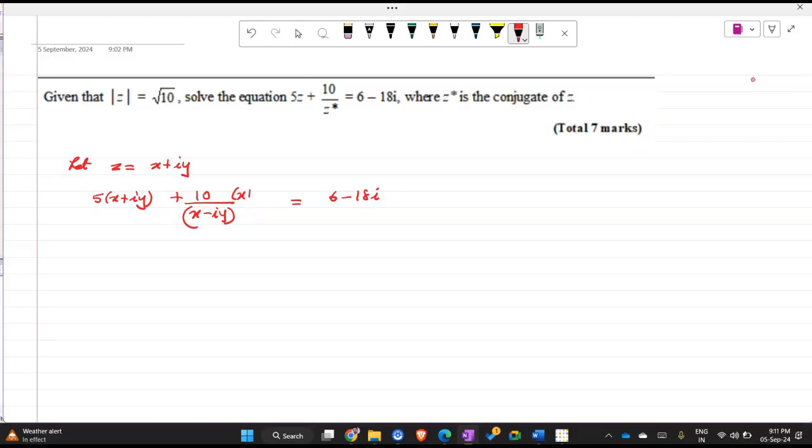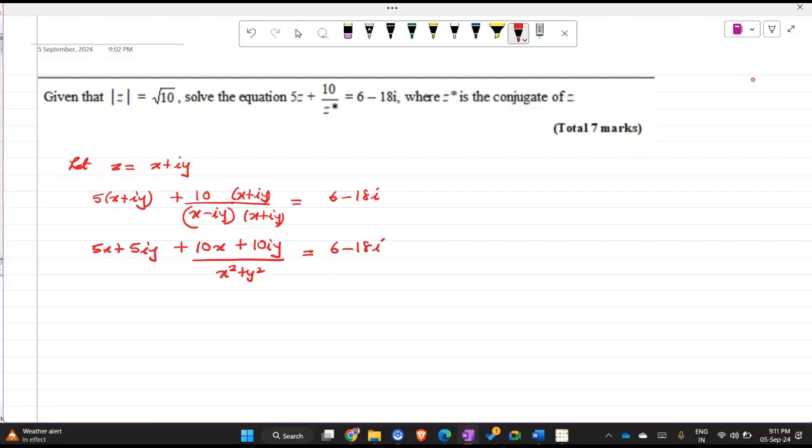Now you multiply and divide by the complex conjugate. Okay, means I have to get rid of the i in the denominator. Now either I take an LCM and do this. So 5x plus 5iy plus 10x plus 10iy, divided by, what does this become? x square plus y square, equal to 6 minus 18i.